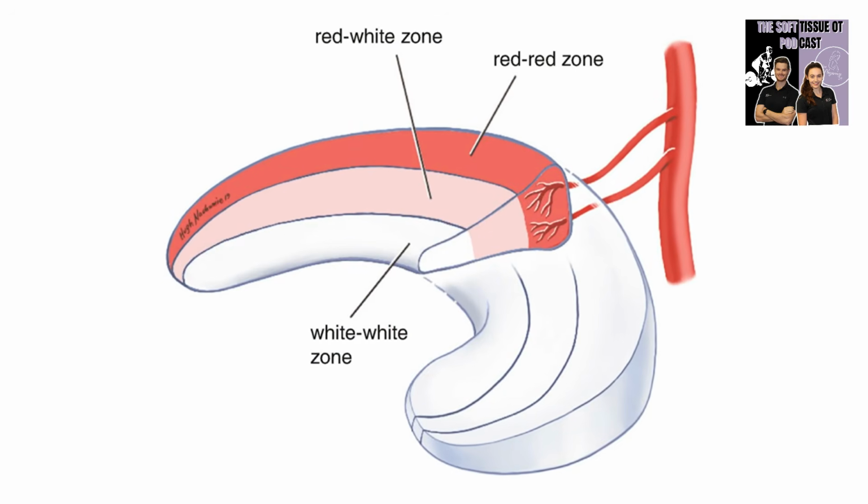And then there can also be tears. There is what we call the red zone and the white zone, which is red zone is more blood supply and white zone less blood supply. But that is very, again, case by case dependent.